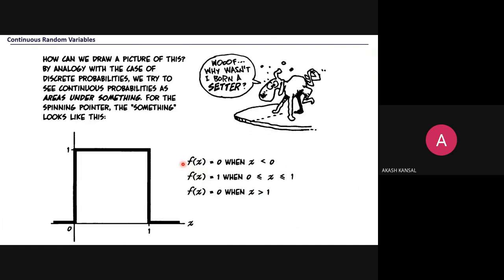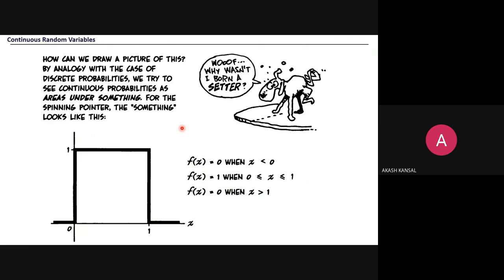Now we have a graph where on the x-axis I have all the values of the random variable. The values would vary from 0 to 1, and we have a probability distribution. Taking a step back, let's try to draw a picture of all of this, this spinning experiment.